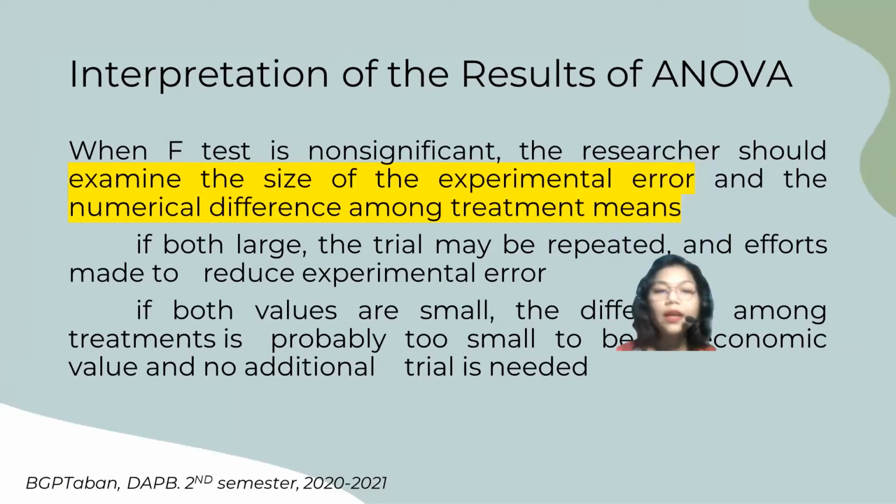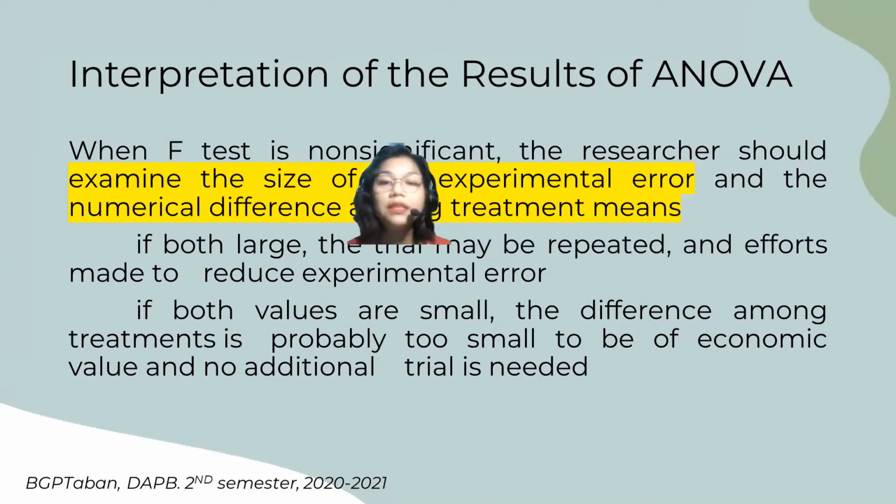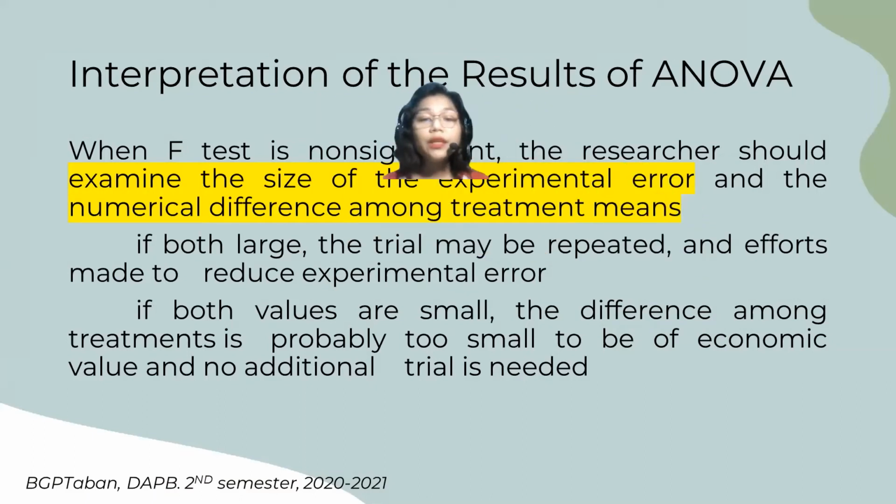Okay? Another thing, when F test is non-significant, the researcher should examine the size of the experimental error and the numerical difference among the treatment means. If both large, the trial may be repeated. Kana siya. They say, good kaayo, no, there's something wrong with your data gathering, or there could be something wrong with other circumstances involved in the study. And efforts made to reduce experimental error. If both values are small, the difference among treatments is probably too small to be of economic value and no additional trial is needed. So this is what I am telling you.